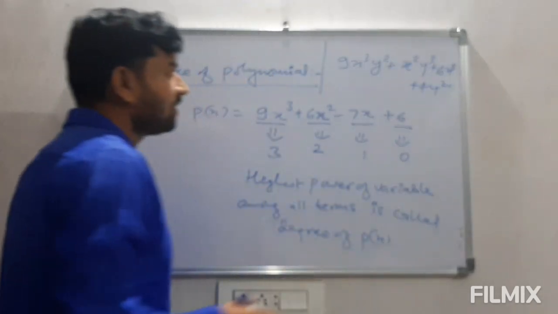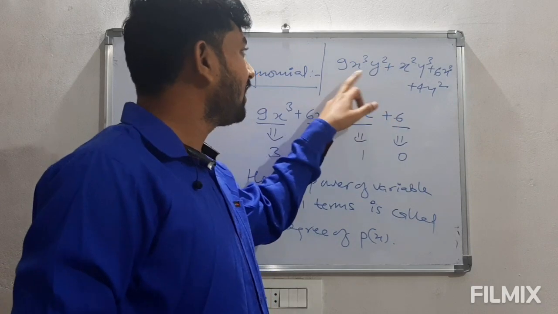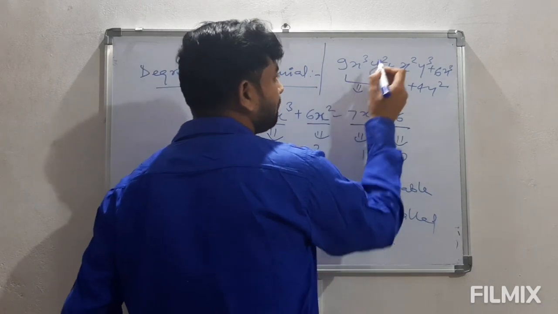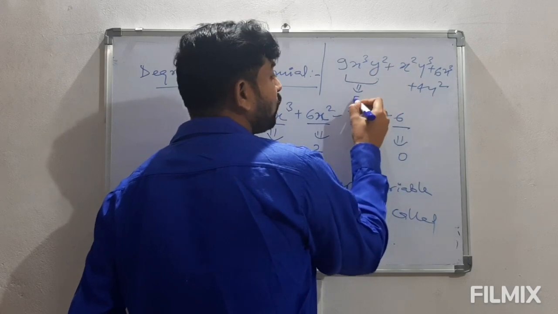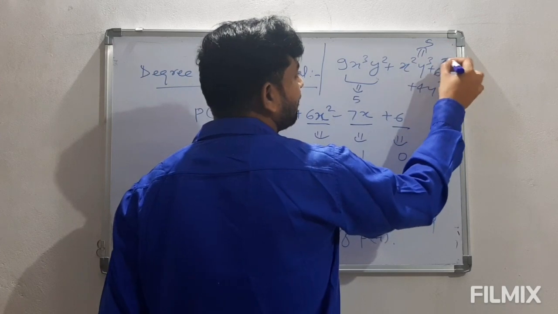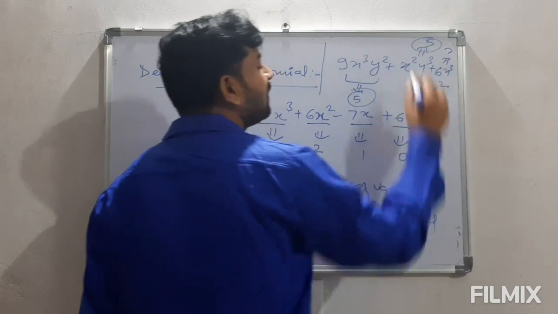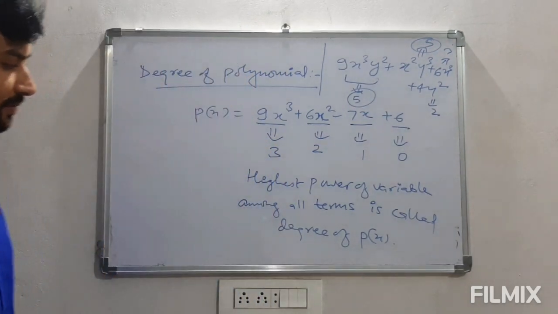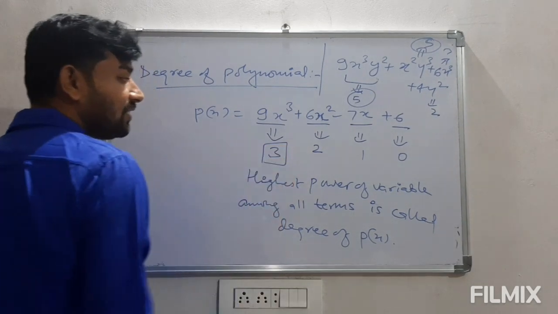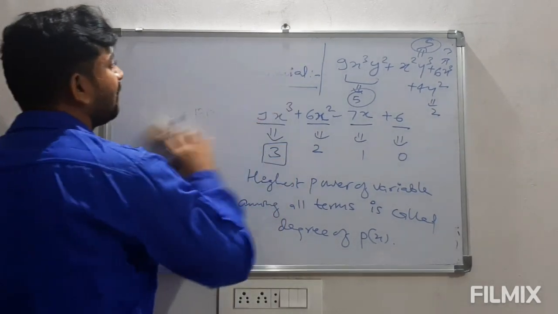suppose this is another example of any polynomial. Here now 2 variables are given, x and y. Then the degree of this term will be 3 plus 2, the total power. Here also the total power is 5. Here it is 3. Here it is 2. So the highest is 5 and 5. So the degree of polynomial will be 5. Here in this case the degree is 3. So this is how we define a degree of polynomial.